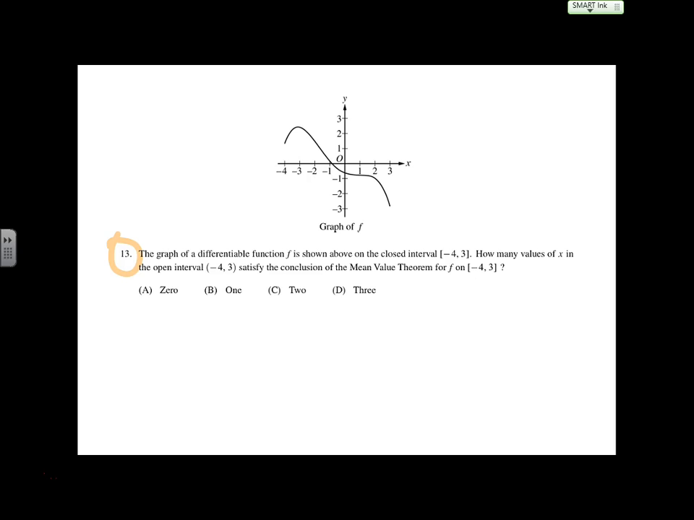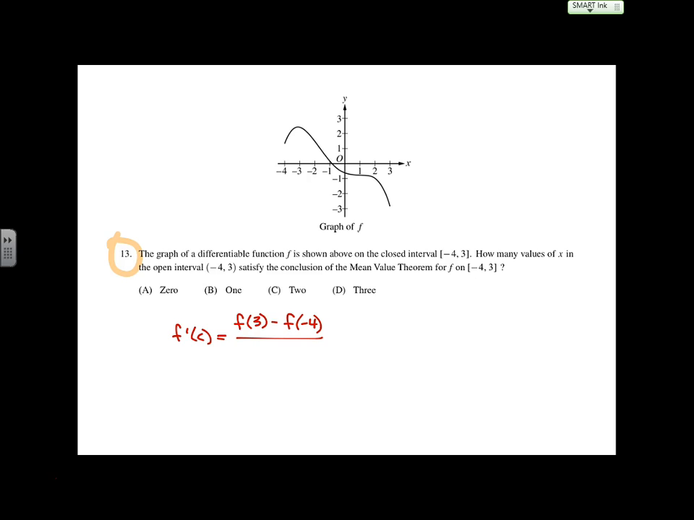Okay, well, what is the conclusion of the mean value theorem? I have a differentiable function, therefore it's differentiable and continuous. The mean value theorem says then there must exist some value c, x equals c, such that f prime of c equals the average value. f prime of c is equal to f of b minus f of a over b minus a, which is the average slope, the secant line. Okay.